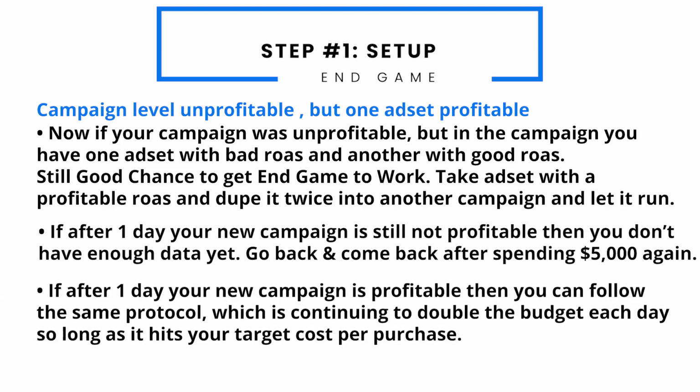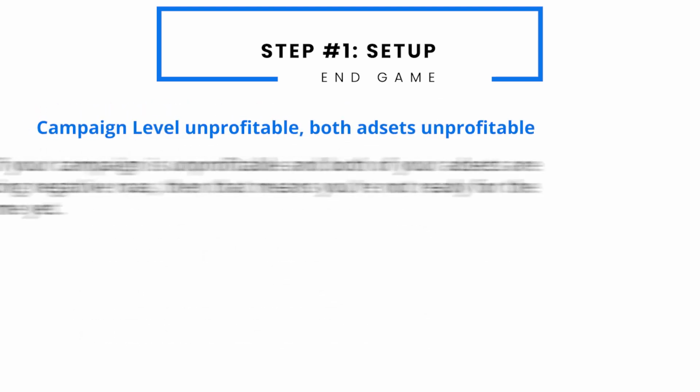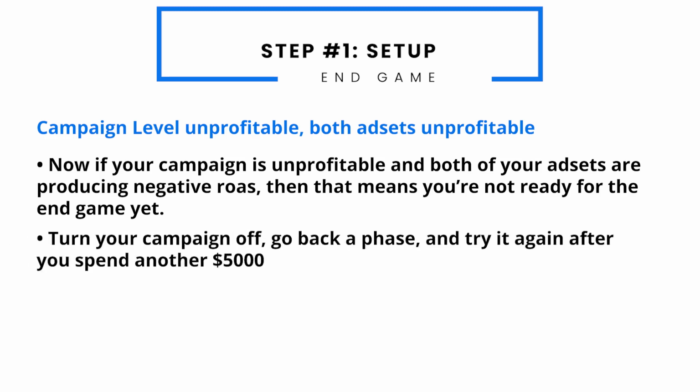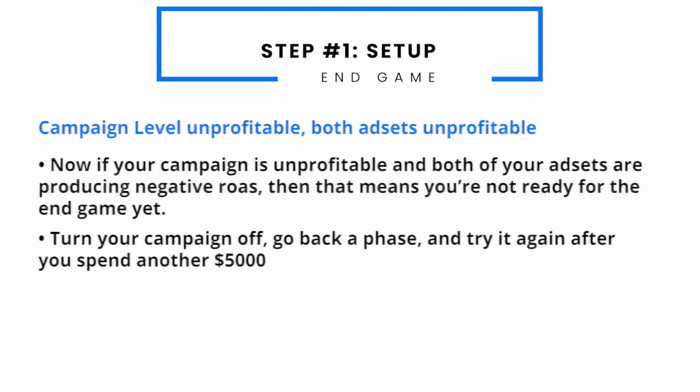If after one day your new campaign is profitable, then you can follow the same protocol, which is continuing to double the budget each day so long as it hits your target cost per purchase. Now if your campaign is unprofitable and both of your ad sets are producing negative ROAS, then that means you're not ready for the endgame yet. Turn off your campaign, go back a phase, and then try it again after you spend another $5,000.